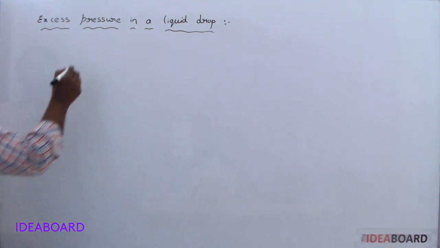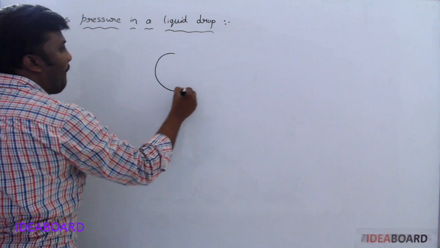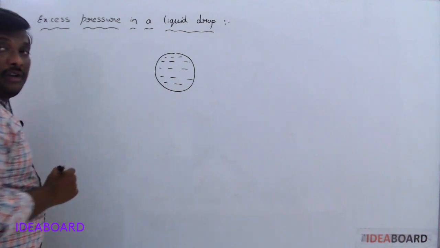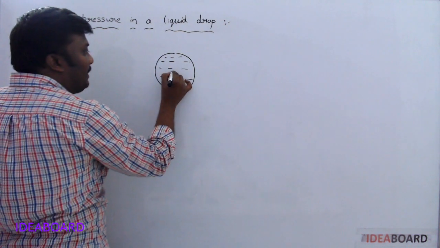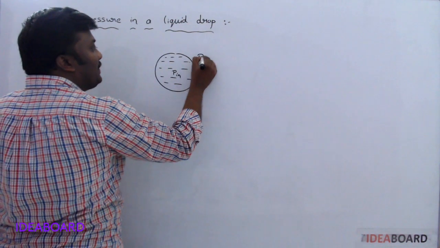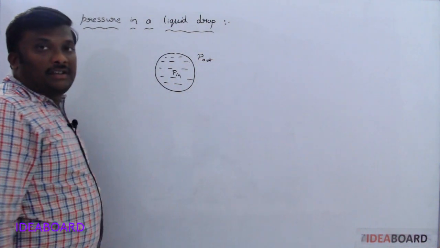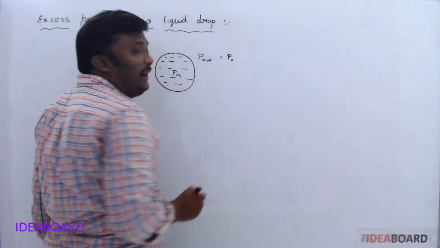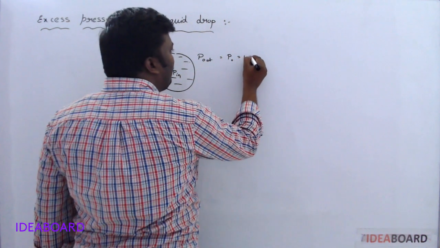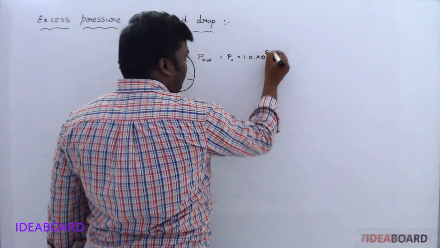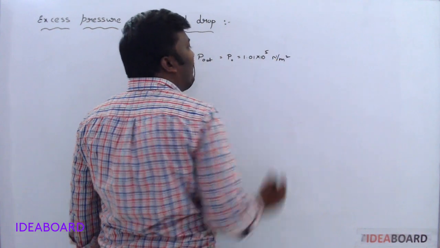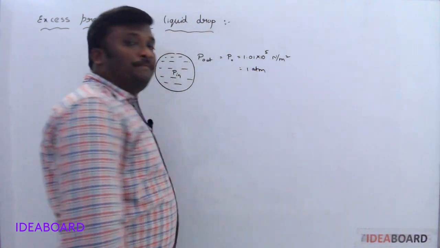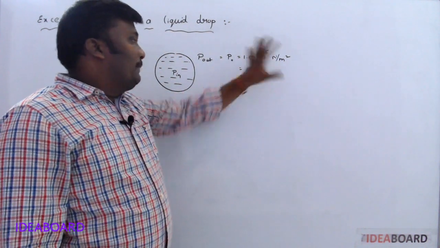Okay, we know in a liquid drop, this is the liquid drop now. Due to surface tension, the pressure inside the liquid drop is always more than the pressure outside the liquid drop. Outside means it is equal to the atmospheric pressure. The value of atmospheric pressure, we know, is 1.01 × 10^5 Newton per meter square or Pascal. Otherwise, you say it as 1 atm. So this is the outside pressure.